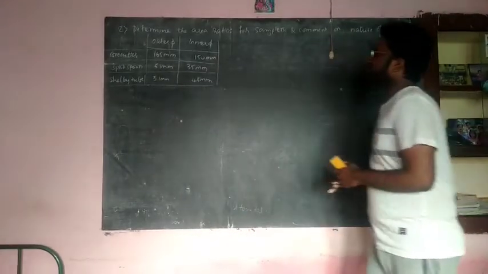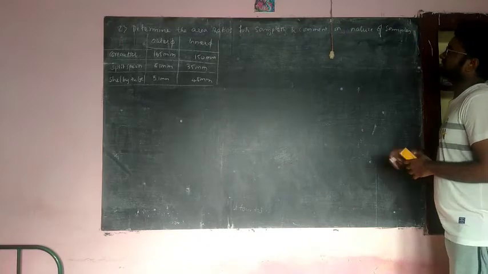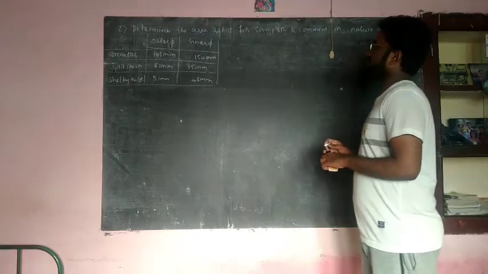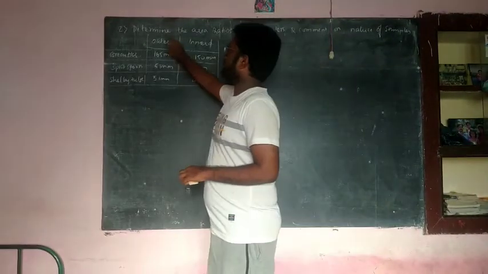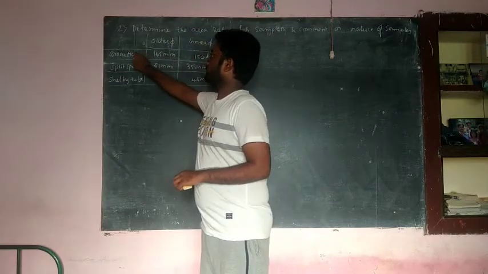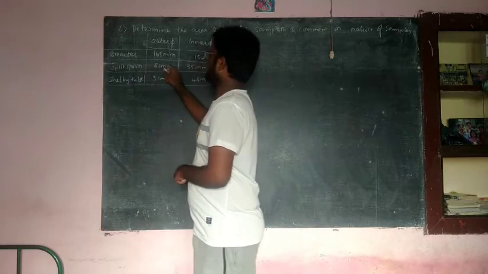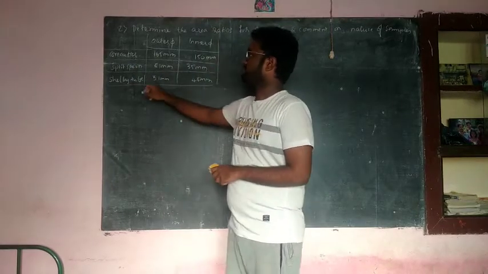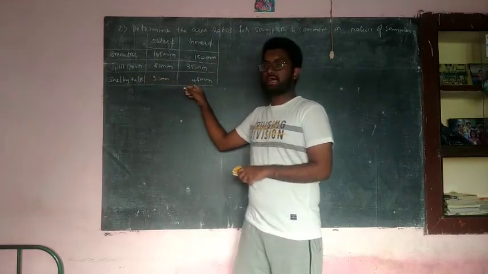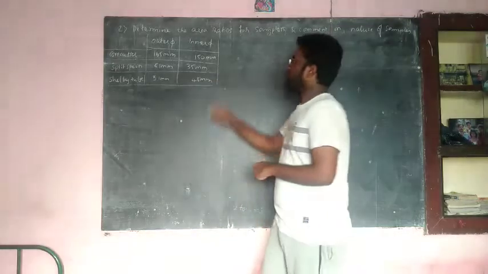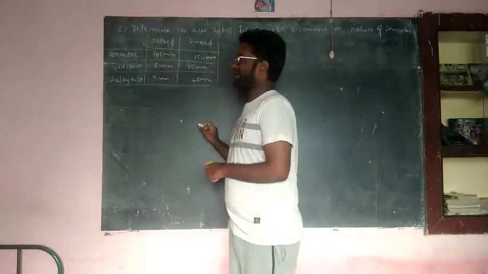So friends, they have asked to calculate the area ratios of the different samplers and to comment on the nature of the sample. The outer diameter and inner diameter are given. For the core cutter, outer dia is 165, inner is 150. For split spoon, outer is 51, inner is 35. For Shelby tube, outer is 51 and inner is 48. They've asked us to calculate the area ratio.